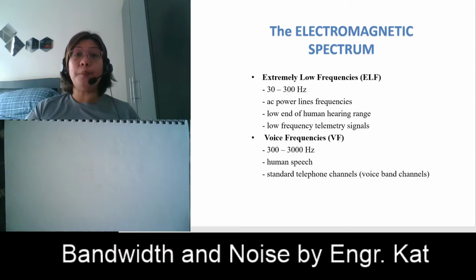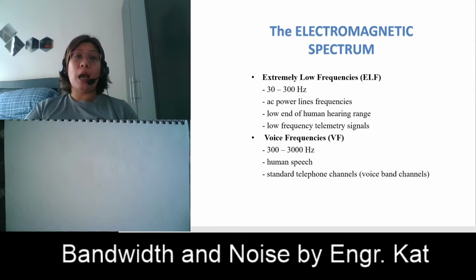So we have here some examples, although we have already discussed or mentioned this a while ago. We have here extremely low frequency. This also includes the lower end of the human hearing range. As I've mentioned, human hearing is also from 20 hertz to 20 kilohertz. Okay, so we have here low frequency, that is the human hearing range, so 20 hertz falls under here. And then we have here the low frequency telemetry signals.